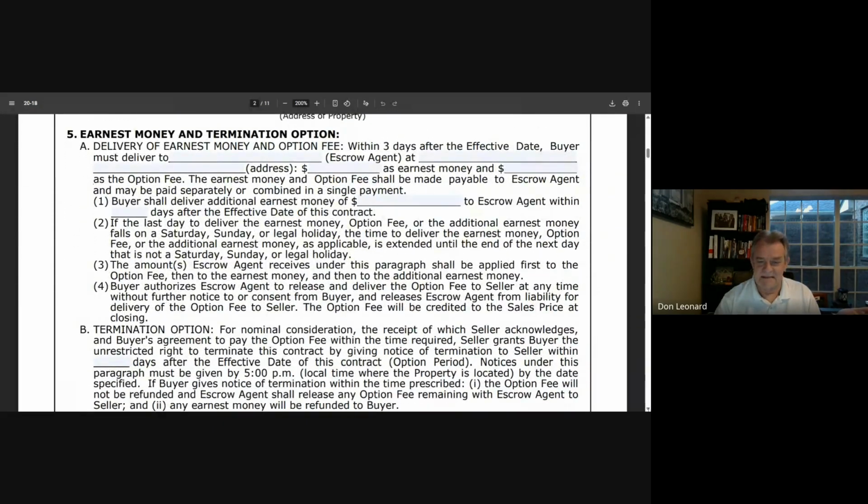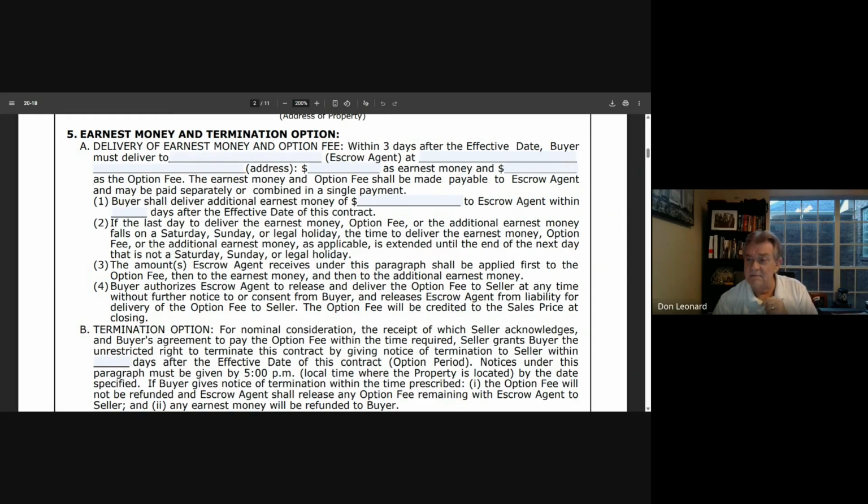All right, section 5. Section 5 causes quite a bit of trouble from time to time. Honestly, I wish that they had taken the earnest money and the termination option and made them two separate provisions. I think there's enough difference between the two that they would have been fine as two separate provisions, but they added them together. So 5A, delivery of earnest money and option fee.